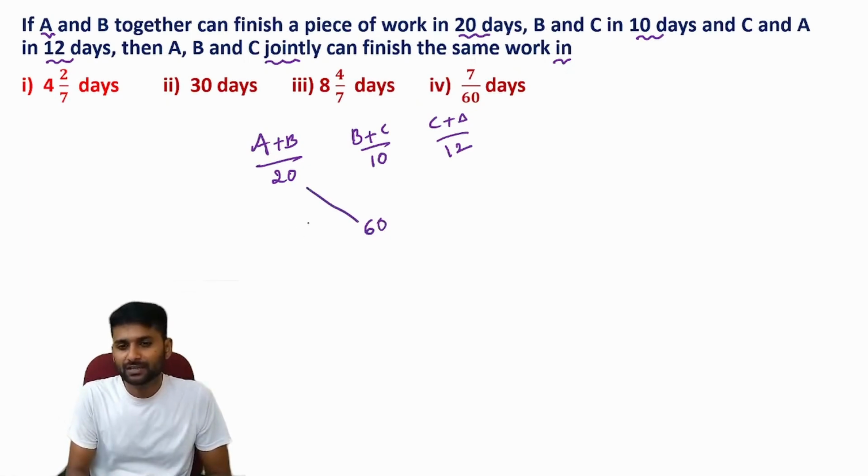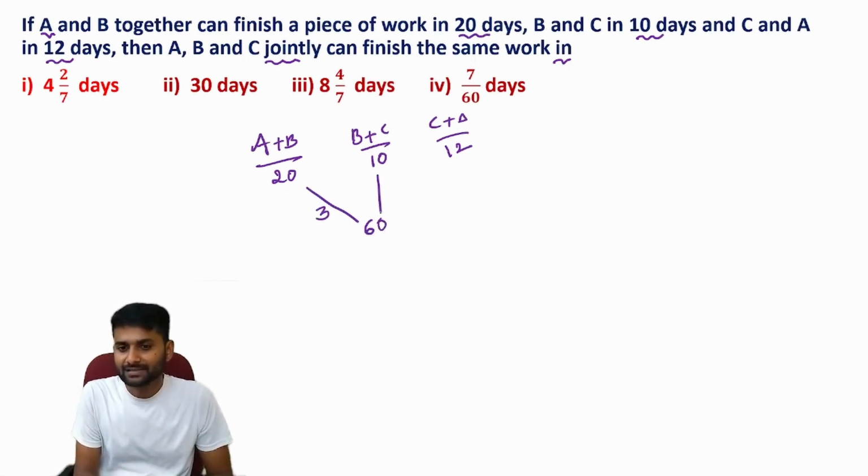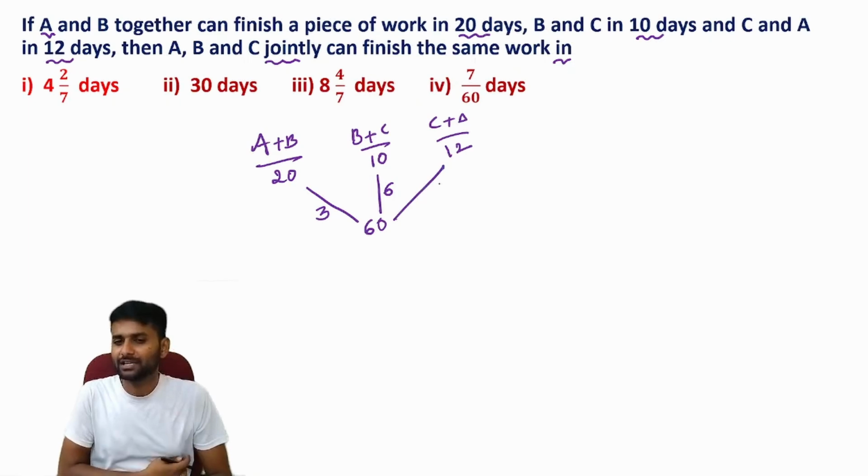If AB together, they will complete the work in 20 days, per day 3 units. And 60 units of work completed by BC together in 10 days. Here the efficiency is 6 units. And CA together, they will complete the work in 12 days. Here the efficiency is 5 units.